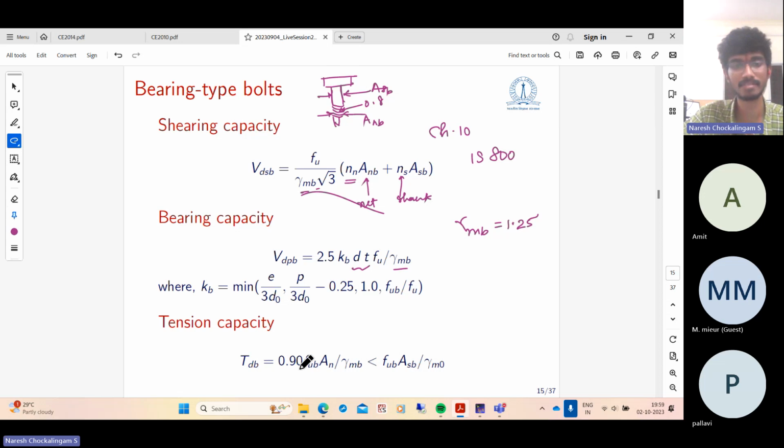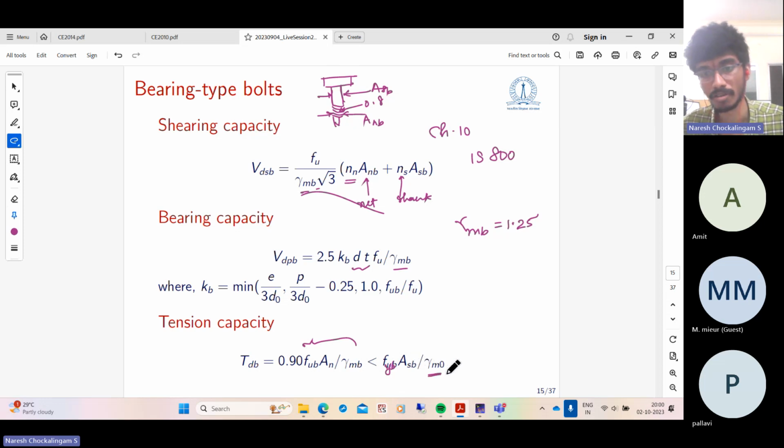And the tensile capacity is given by this: 0.9 fub An by gamma mb. So if you don't have this, you can understand. So fub An by gamma mb is the ultimate force. This factor of 0.9 is given to account for ductility. But note that this has to be less than or equal to fyb, the yield stress of the bolt, into Asb divided by gamma m0. So this is the yield stress multiplied by the shank area of the bolt divided by gamma m0.